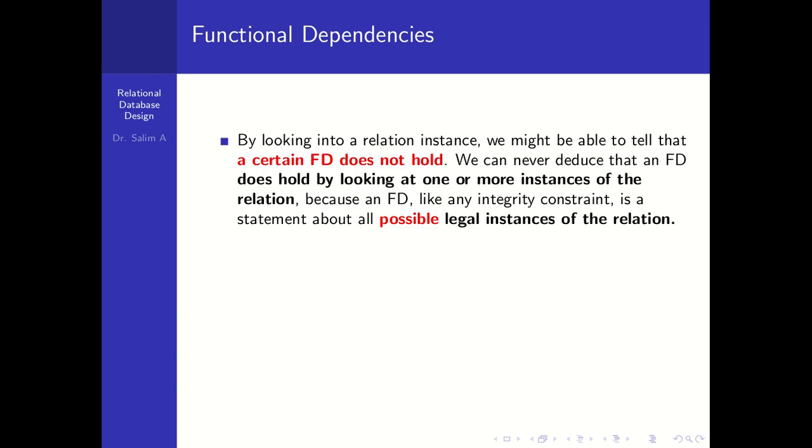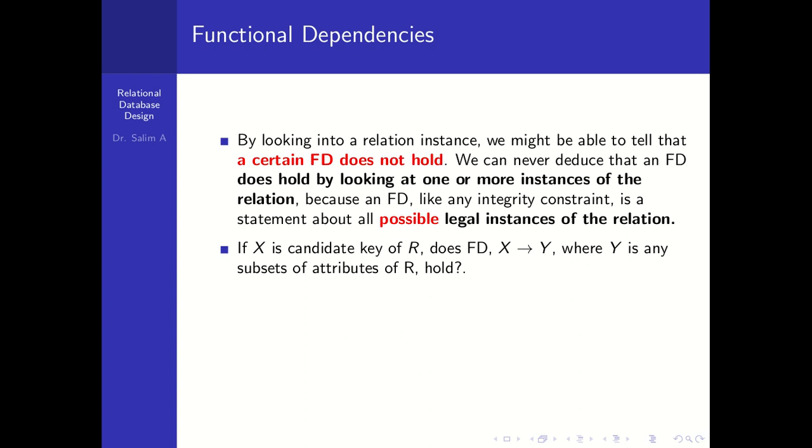By looking at a relational instance, we might be able to tell that a certain functional dependency does not hold. We can never conclude that an FD does hold by looking at one or more relational instances of the relation, because an FD, like any integrity constraint, is a statement about all possible legal instances of the relation. Therefore, from a given relational instance, what you can say is whether an FD is violated or not. You cannot say whether the FD holds, because there can be other possible legal tuples. Only if all the legal tuples are given can you say whether this FD holds.